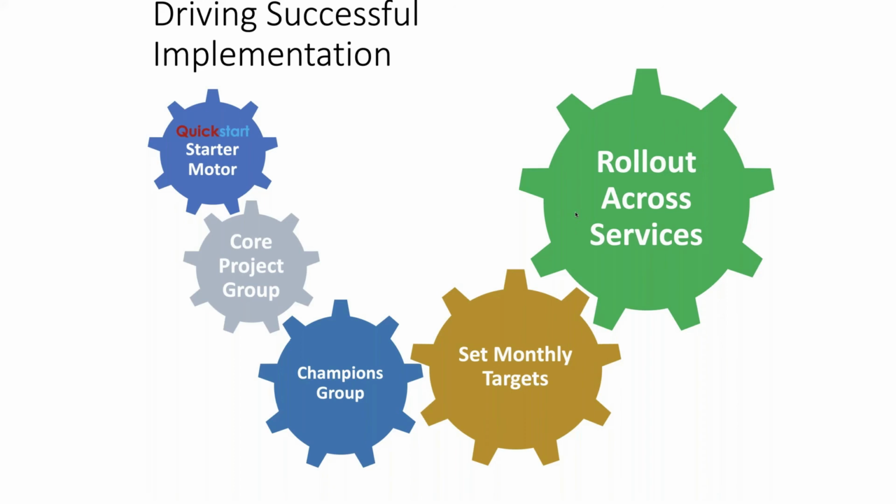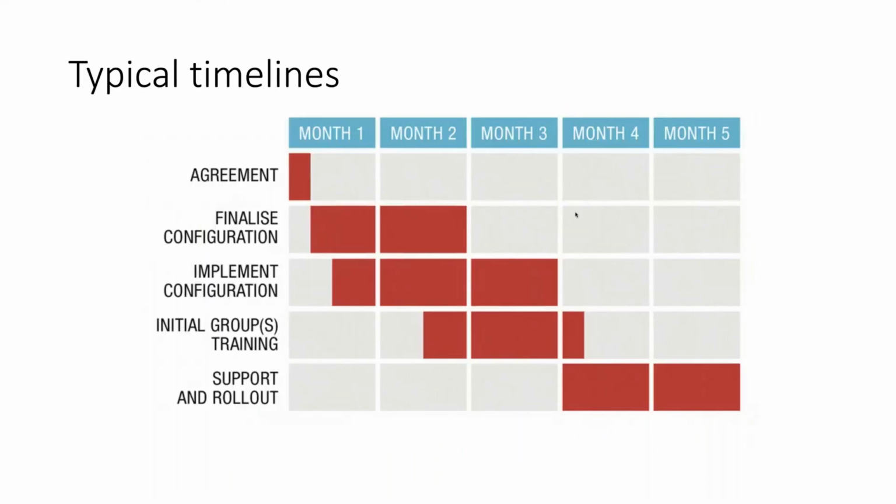And then rolling it out across the services. Now, some people take a pilot area and just roll it out there, or that's part of that core project group that they use as part of the feedback loop. Or you can just roll out area by area or service type by service type. Really depends on yourselves and how you want to do that.